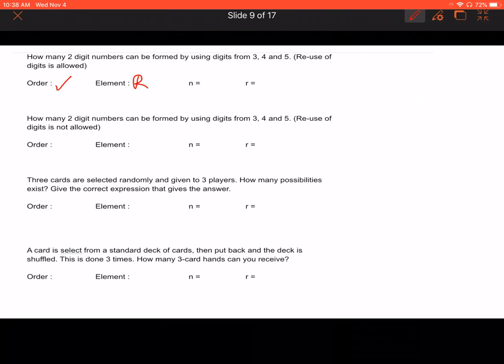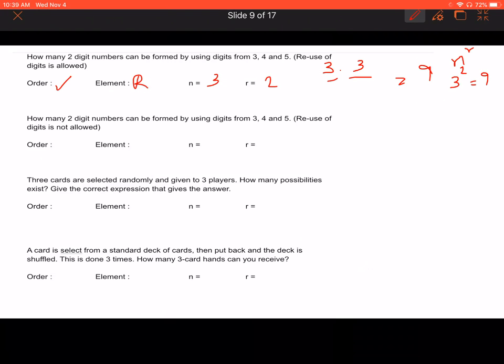And what is n? n we know it is 3: 3, 4, 5, a combination of 3. And what we are going to pick is a 2-digit number, right? Okay. So this is a permutation problem. So we have to find two events. First event we have 3 choices. Second event we have another 3 choices because the elements are repeated. The answer is 9. Or the formula you can substitute is n power r. So 3 power 2, which is equal to 9.